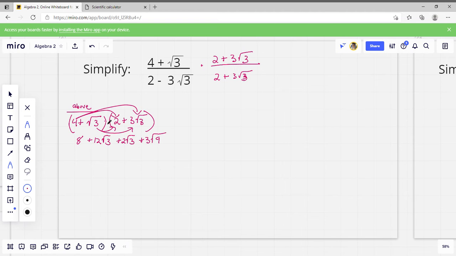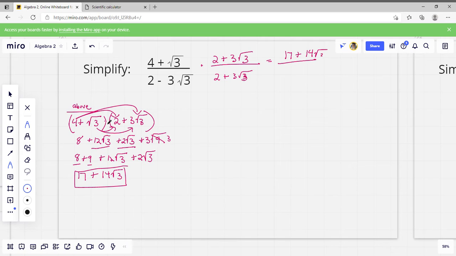Now I can add like terms right here. And I can pull this one out and say 3 times 3 is 9. So I have 8 plus 9 plus 12 times the square root of 3 plus 2 times the square root of 3. These two I can put together. 8 plus 9 is 17, and 12 plus 2 will be 14 times the square root of 3. So I put everything together. That's my new top: 17 plus 14 times the square root of 3.